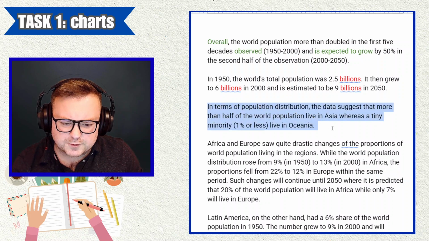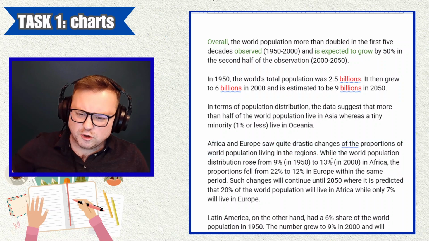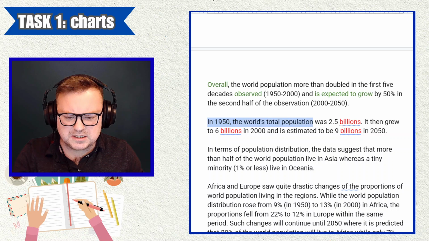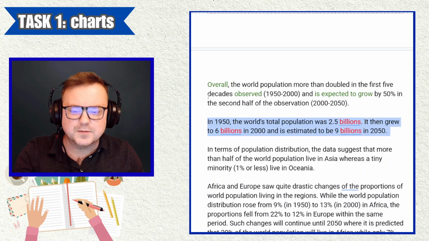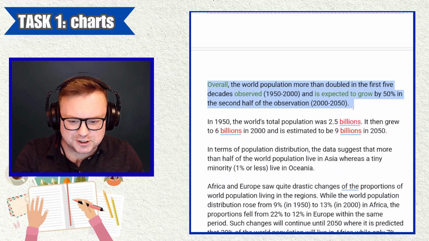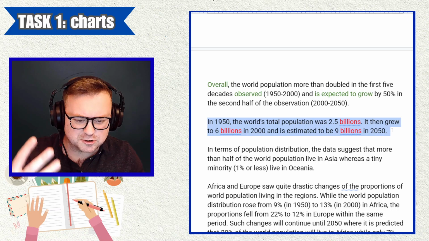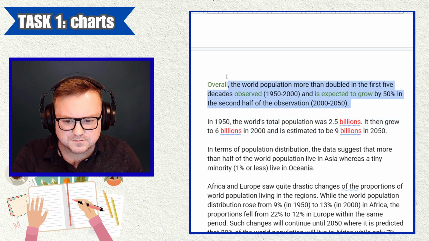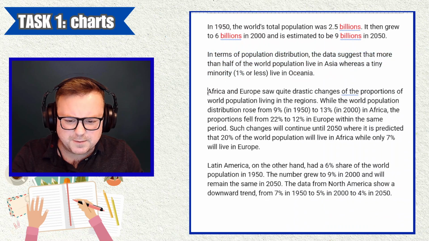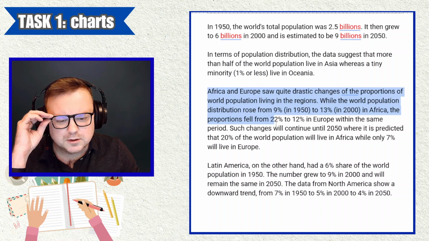So we get an overview there, but now we've got Africa and Europe saw quite drastic changes. So the logical order for me is odd here, right? We get overview, key detail, or key feature. Sorry, no. Overview of a key feature, the rise in population, and then statistical data to support that. Great. Then we get another overview of where people live, and then we start talking about changes in Africa and Europe.